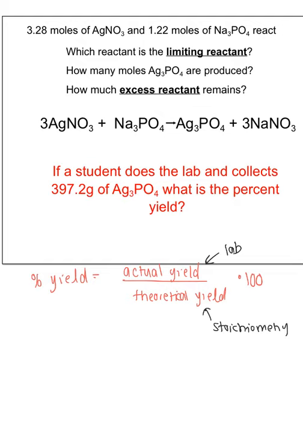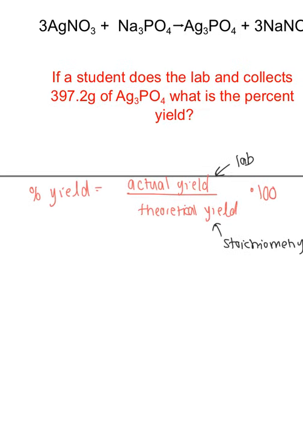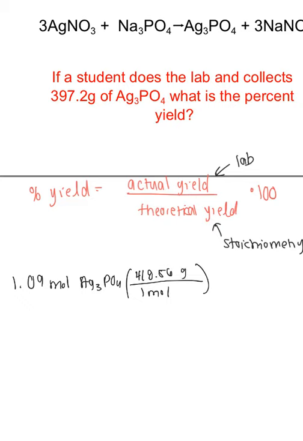So when we do the BCA table, what's our answer? In this case, from the last slide, we had 1.09 moles of Ag3PO4 from the BCA table. So I'm going to do 1 mole, and then the molar mass is 418.56 grams. So Ag3PO4 has a molar mass of 418.56. I'm going to multiply those, and I get 456.25 grams of Ag3PO4. This is my theoretical yield.